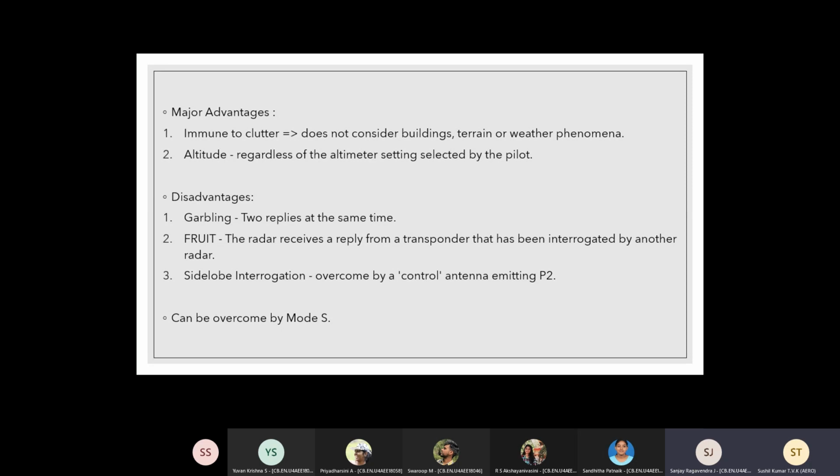So what we'll do is, next class, I'll try to again go through this Mode S similar to what Sanjay has done, maybe with a little bit more figures, and then we'll switch over to TCAS.